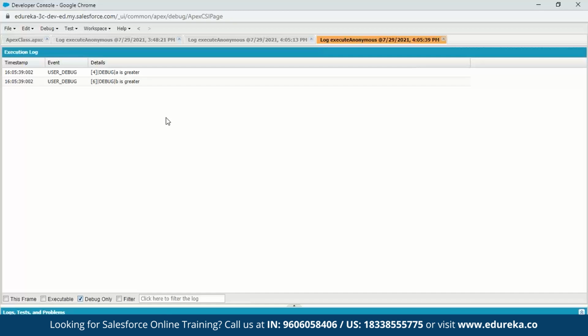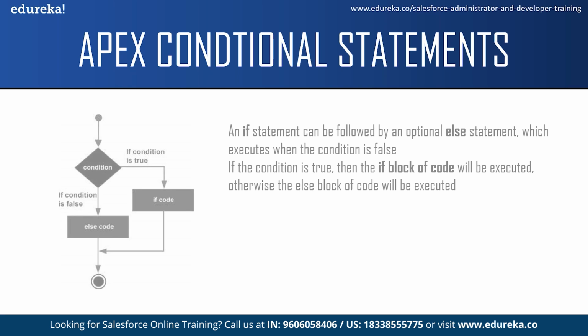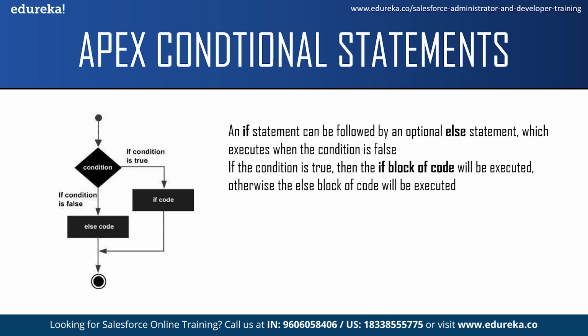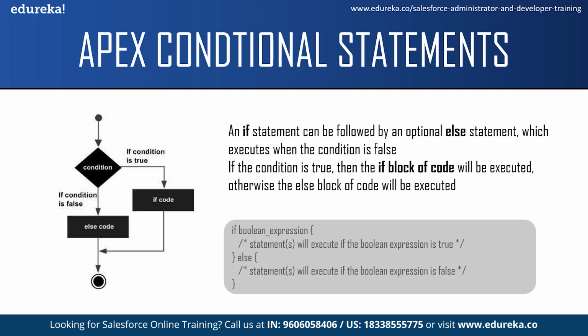Now let us move on to our next conditional statement, which is the if else statement in Apex. An if statement can be followed by an optional else statement, which executes when the condition is false. If the condition is true, then the if block of code will be executed. Otherwise, the else block of code will be executed. Now let us take a look at the syntax for the if else statement. It starts off with the if keyword followed by the condition, and if the condition is true, the first set of statements are executed. But if the condition is false, the second set of statements are executed.